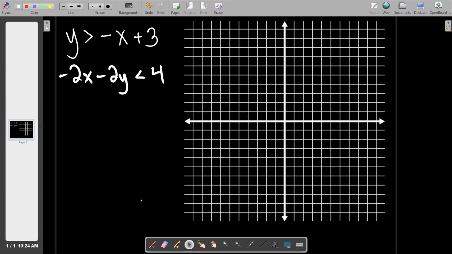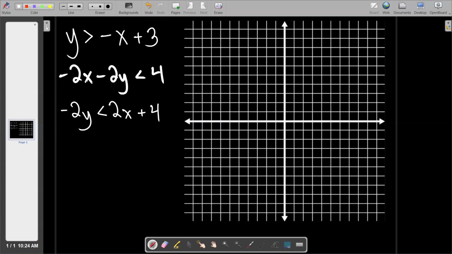Second one, there's a little bit more meat on this bone here. What would we do on the second one? I would add the 2x to the other side. Yes, I would move it. So when I move it, the negative 2y is still over here. This is still a less than, but when I move this negative 2x, it gets renamed as positive 2x.